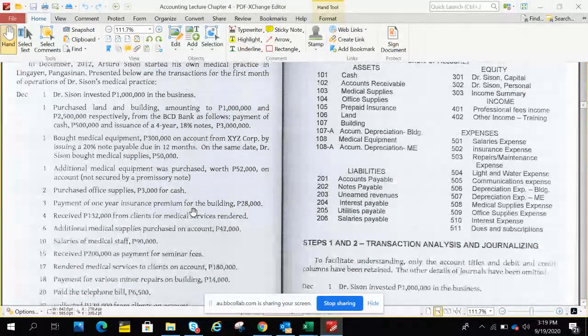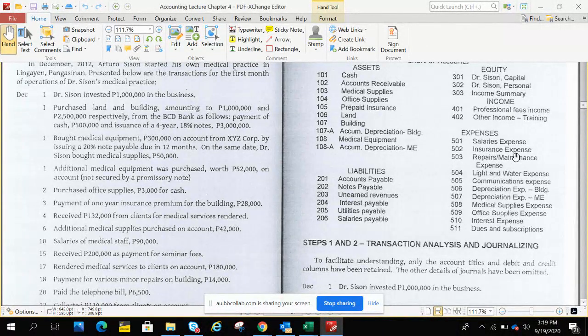Payment of 1-year insurance premium for the building. Anong sabi? Nagbayad na tayo ng insurance para sa building. Ano to? Ano ba insurance na yan? Expense ba yan? As asset ba yan? Liability, equity, or expense? Hanap tayo. Insurance. Uy, may clue. Nasa expense siya. Expenses siya. So, record tayo ng expenses.